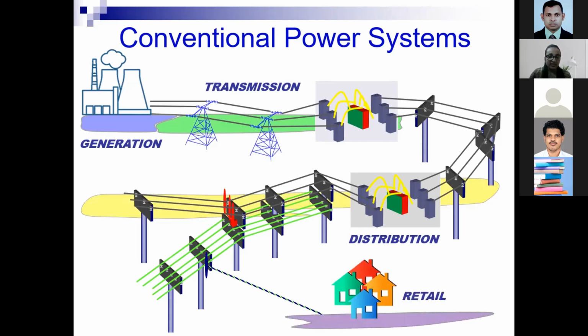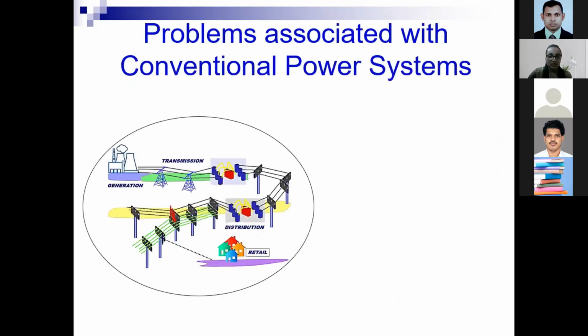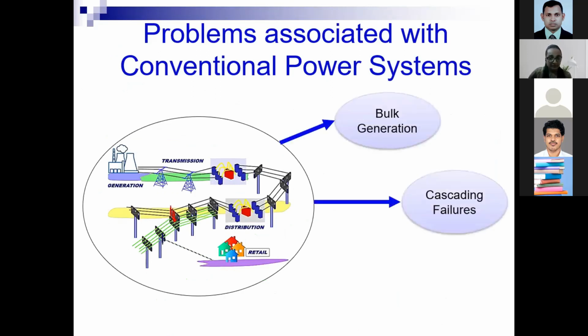This process appears seamless to the end user. For example, when you flip a switch, the electrical equipment turns on. However, there are some problems associated with the conventional power systems as they are based on centralized generating stations. As examples, bulk generation, heavy cascading failures, and heavy reliance on fossil fuels can be highlighted.